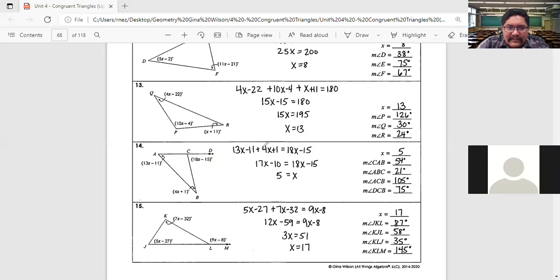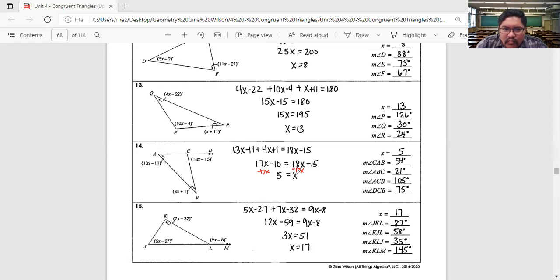So 13x, 4x, put them together, you get 17x. Negative 11 plus 1 is negative 10. And this side, nothing's happened to it. So we're still going to have to keep using our regular rules of algebra. So minus 17x from both sides, and that gives us x, or just 1x. Add 15 to both sides. So if I add 15 to both sides, that's going to be negative 10 plus 15. That would be 5. And that gives us our x value.